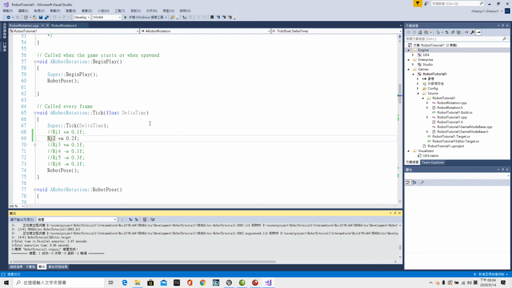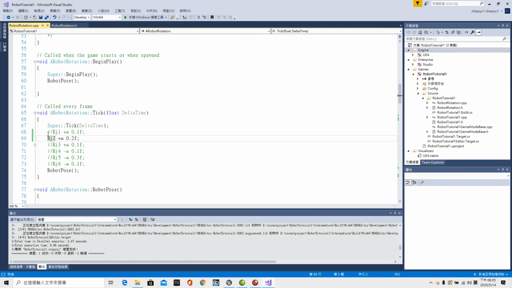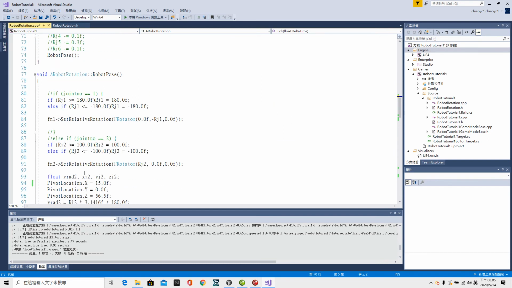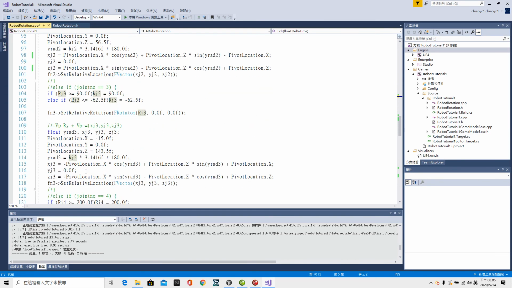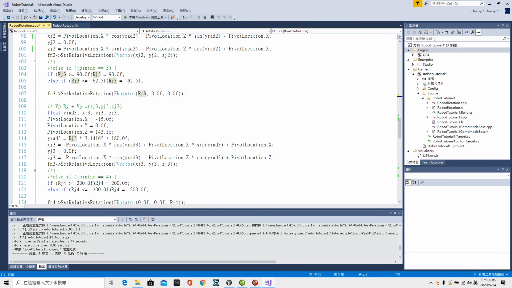Next, let's change the program. We remove RJ2 and open RJ3 plus equal 0.1F, calling RobotPost first, and then change the program of joint number 3. The upper lower limit check has nothing to do with X coordinates, neither does set relative rotation. The first one is the pivot location dot X equal to minus 15.0F semicolon. We have to change the sign to positive.